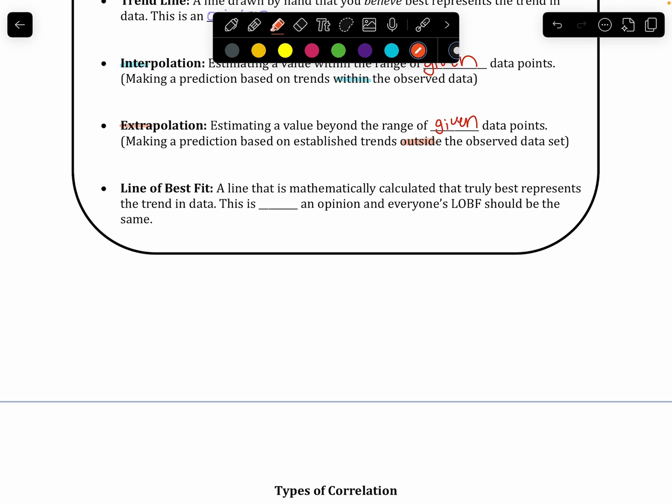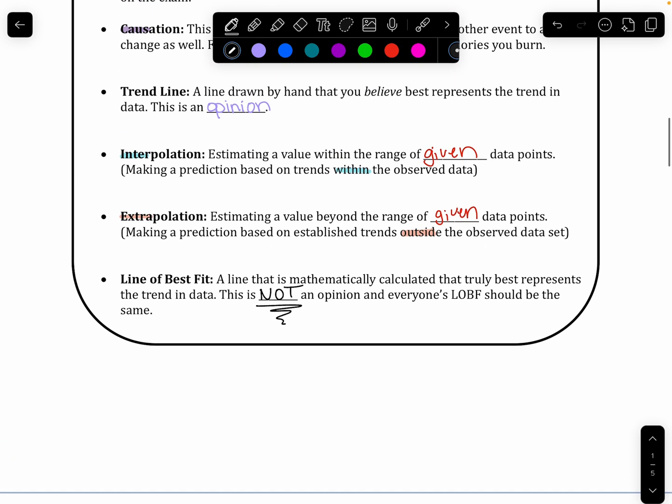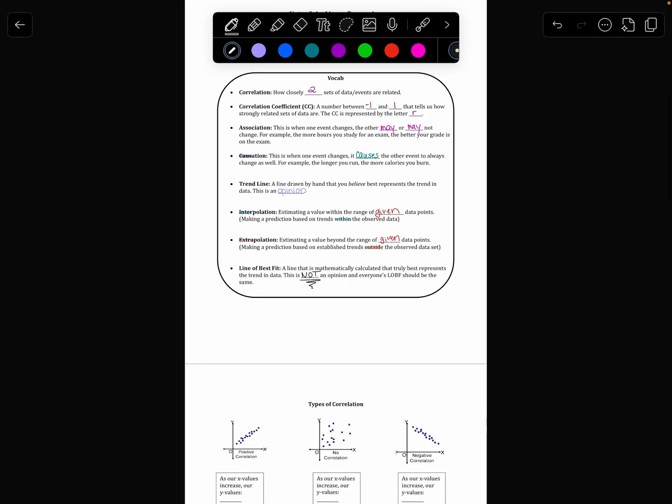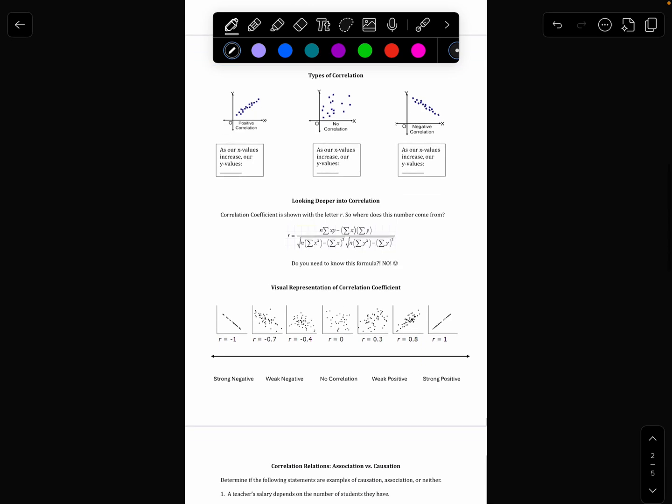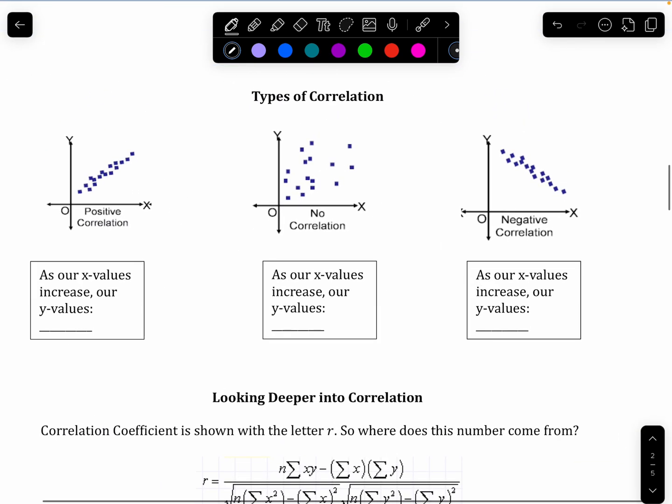This is a line that is mathematically calculated that truly best represents the trend in data. This is not an opinion. Everyone's line of best fit should be the same. This is not an opinion, okay? So trend lines are opinion-based. The line of best fit is not opinion-based. We mathematically calculate that out, and everybody's line of best fit should be the same for the graph that we are looking at.